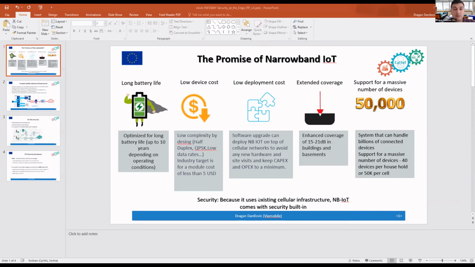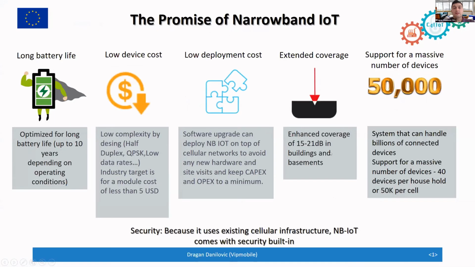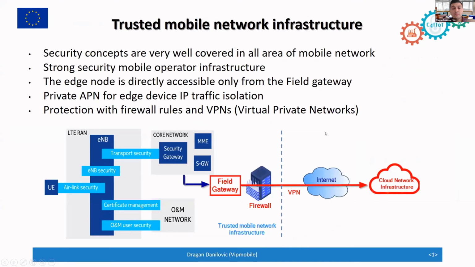As you see, because it uses existing cellular infrastructure, narrowband IoT comes with security built in. Sorry, I see now that I didn't put it in presentation mode. Security concepts are well covered in all areas of the mobile network, even without additional hardware. Why? Because we are using a subscriber mobile identity card to protect traffic between the edge node and our core network.